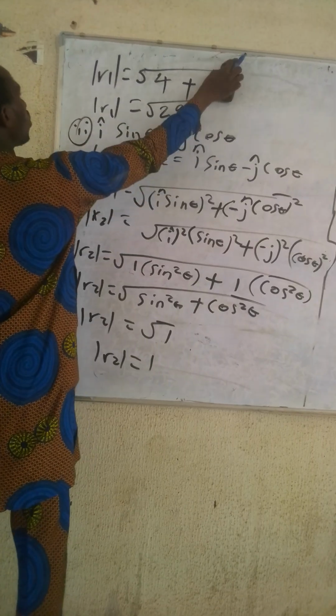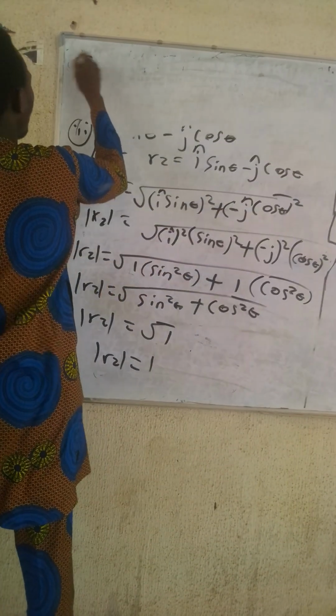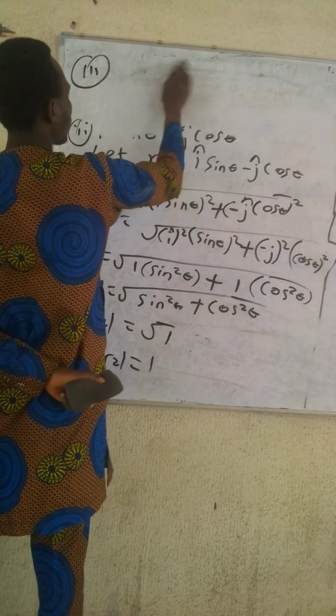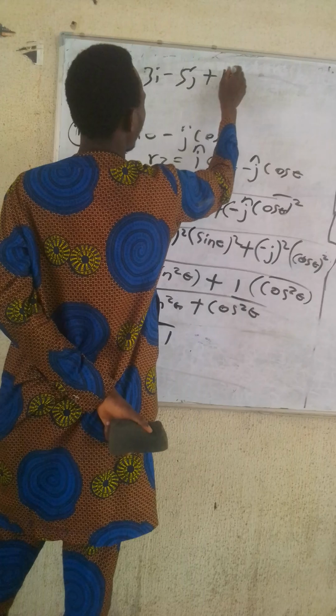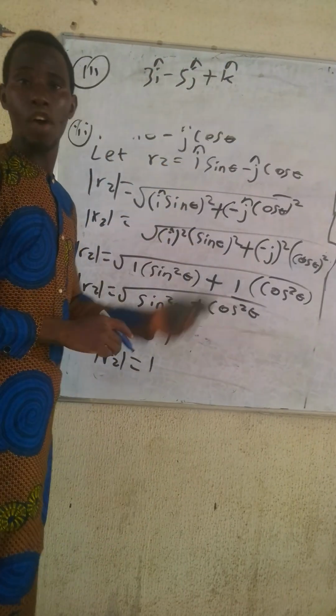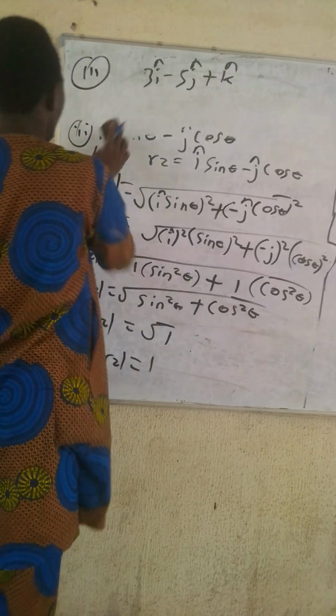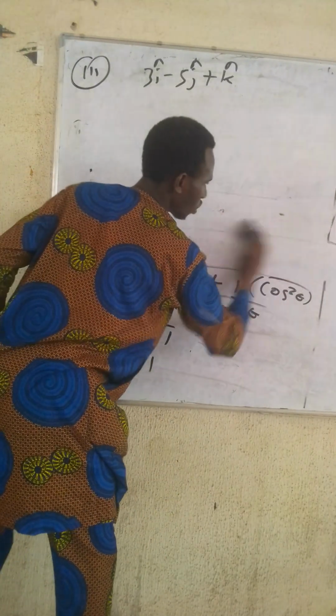Let's go right ahead to solve numeral 3, which is this, right? Let's solve the third question, the third vector rather, in the given question.